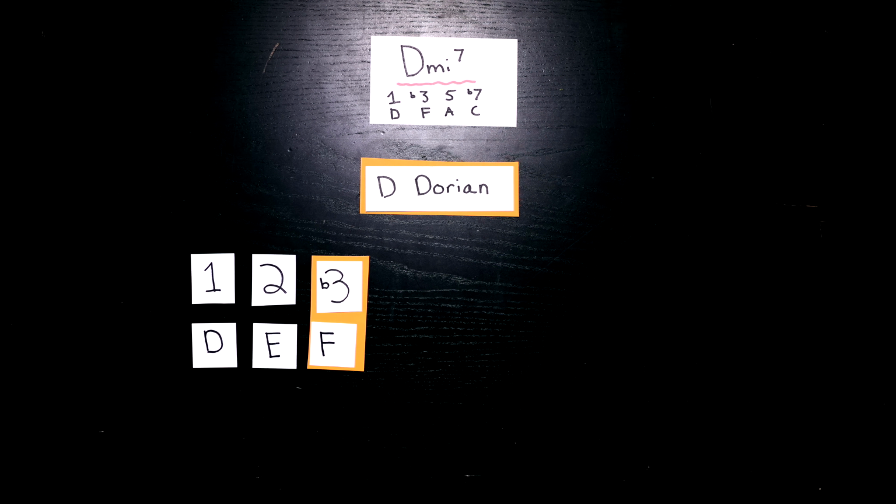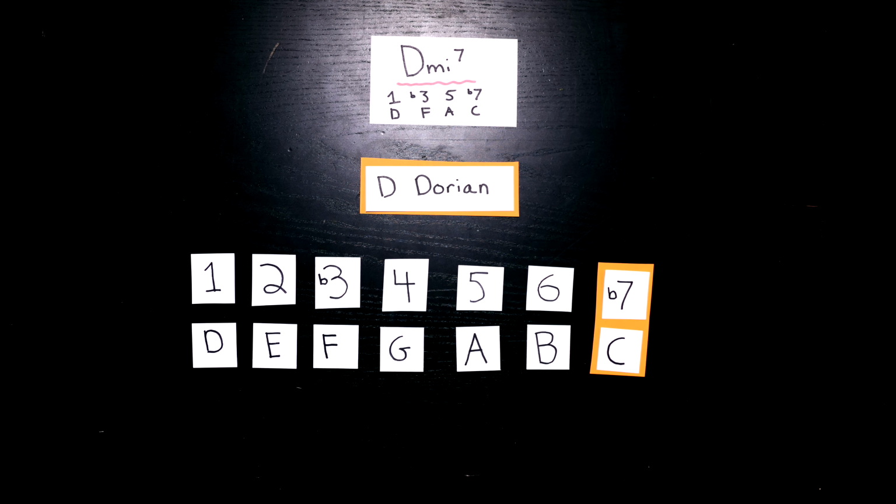So if I come across a D minor 7, I could play a D Dorian: 1, 2, flat 3, 4, 5, 6, flat 7, as they relate to that chord. I don't necessarily need to play these notes in order. If I come across a D minor 7 chord and I'm soloing over top of it, if I'm drawing from these notes, I'm going to get that D Dorian flavor.